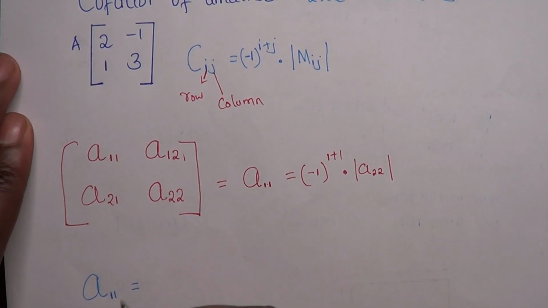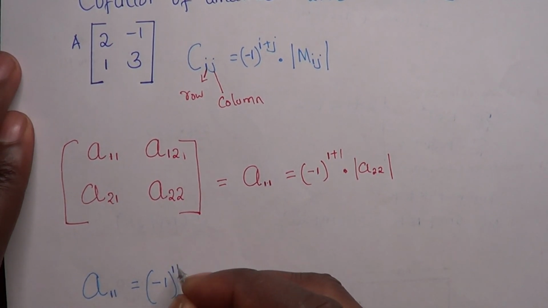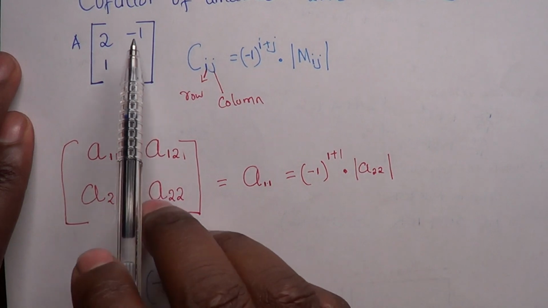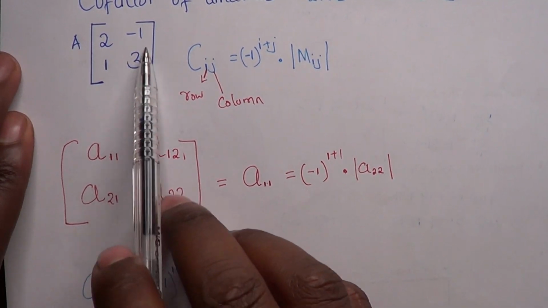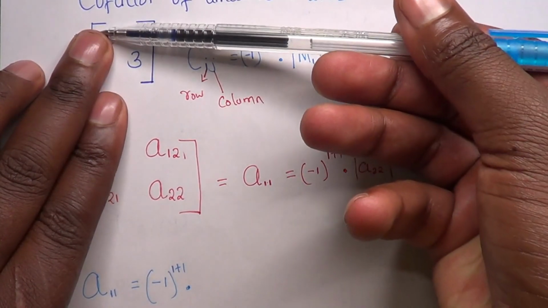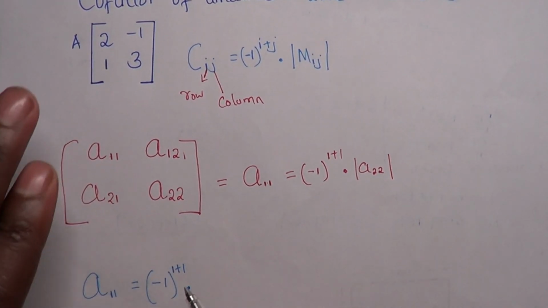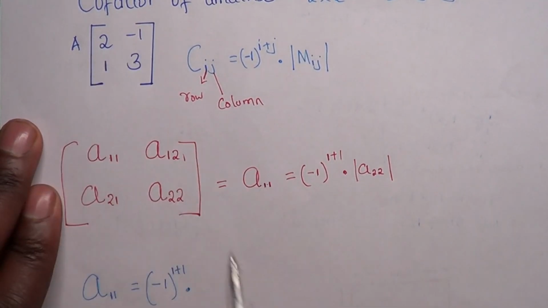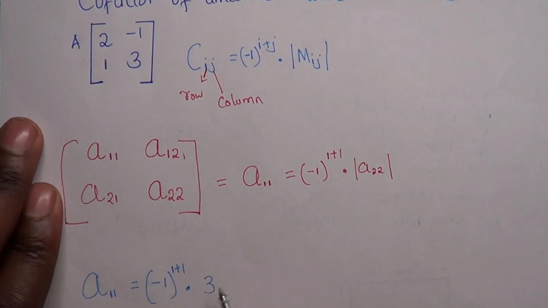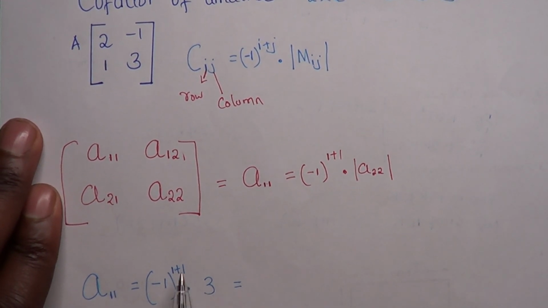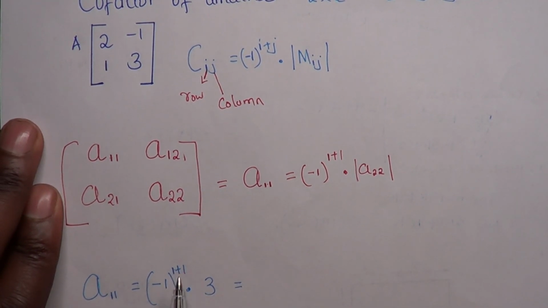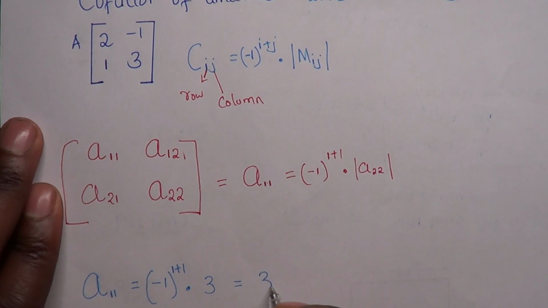Now the cofactor of that one, we write a11, which will be -1 to the power 1 plus 1 times, now we close this row and this column, first row, first column. We remain with 3 here. So we multiply by the minor of this one, which will be 3. Negative 1 to the power 1 plus 1, that is 2, negative 1 squared, that is positive 1. Positive 1 times 3, we get 3.